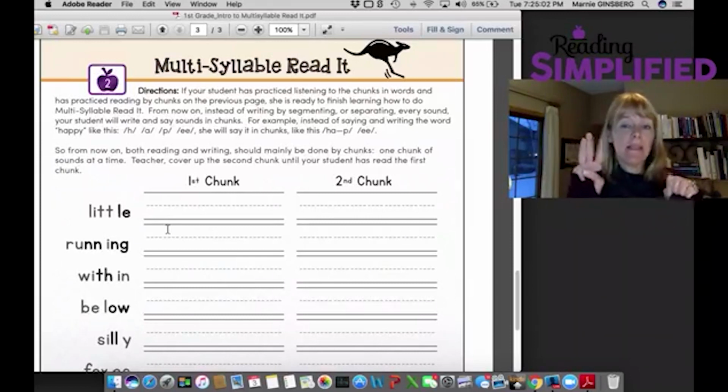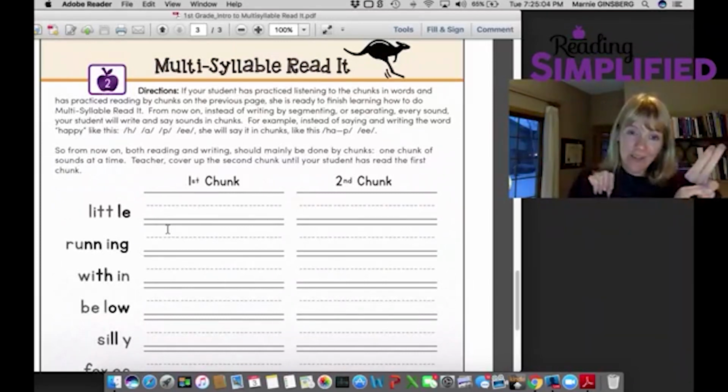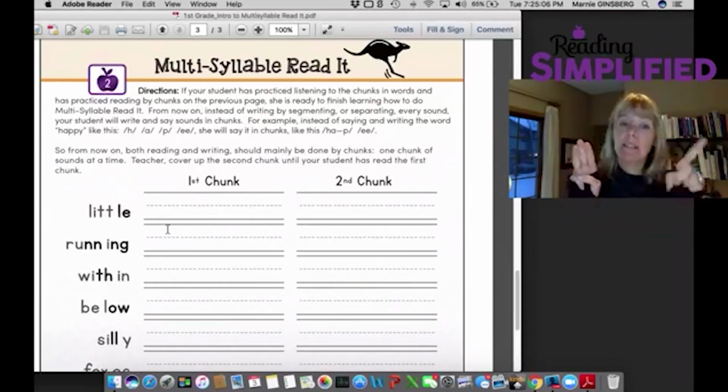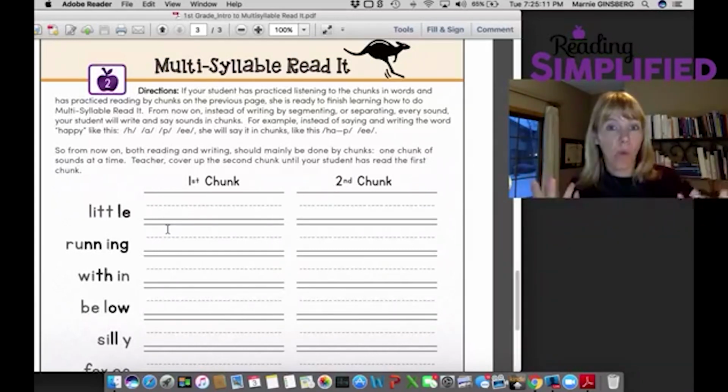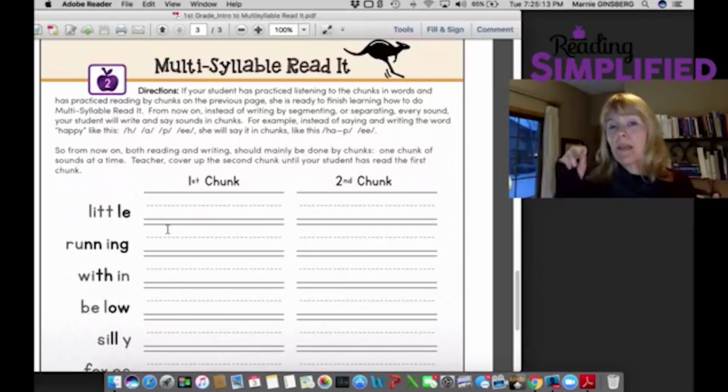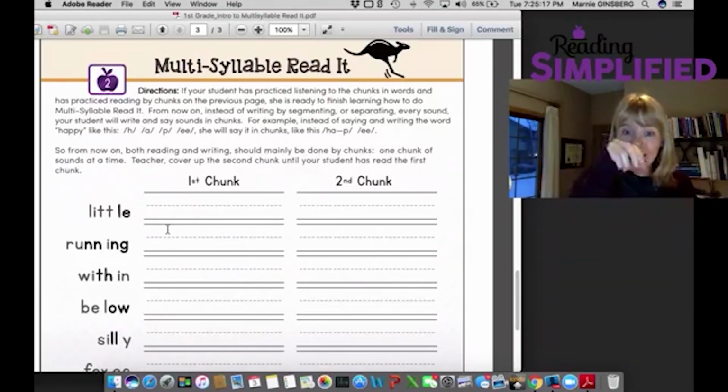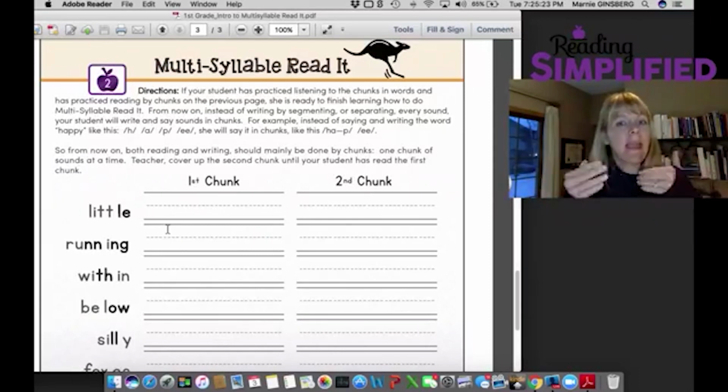Now, it could either be little or it could be lit-ul. It really doesn't matter, whatever the child hears that makes them produce a word in their reading. And then when they write, it's really important that if they say lit-ul, that they write lit-ul. And we don't want them to say lit, but only to write li. So just make them align it.